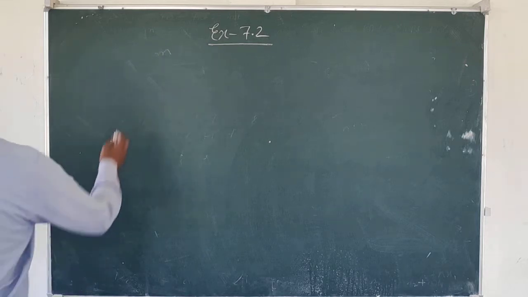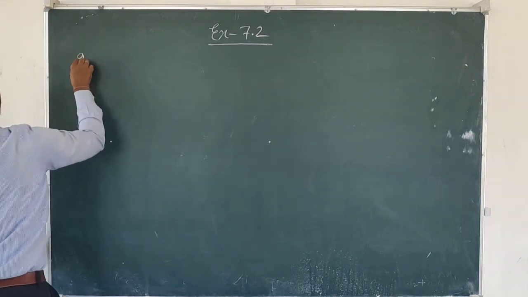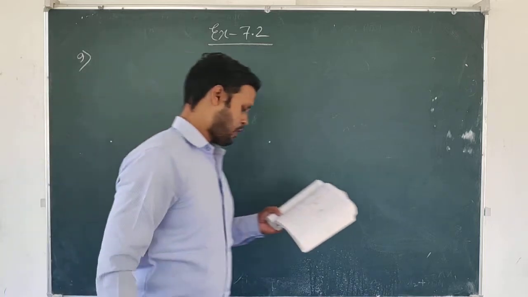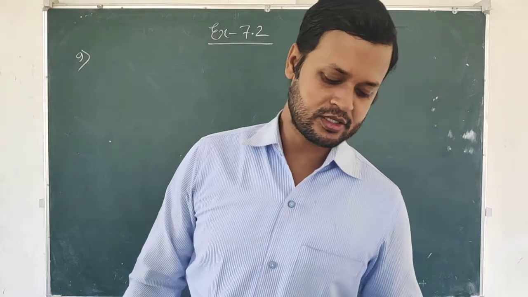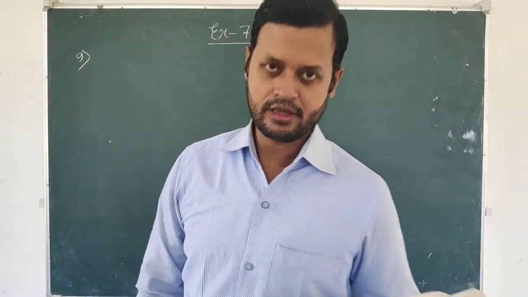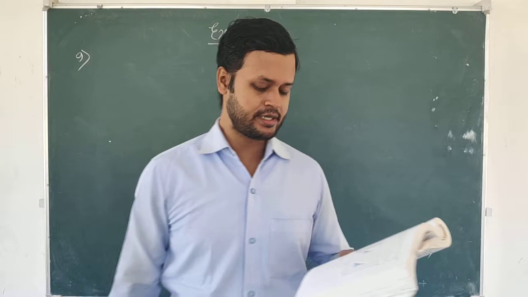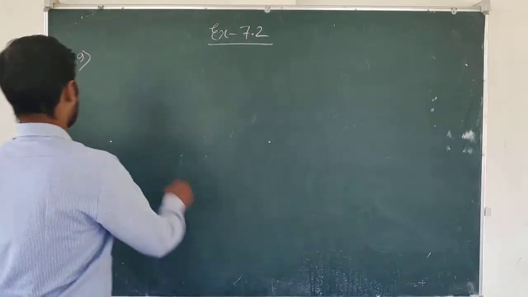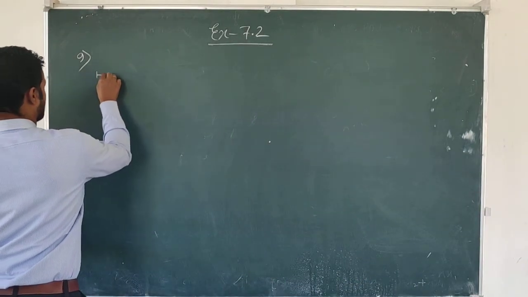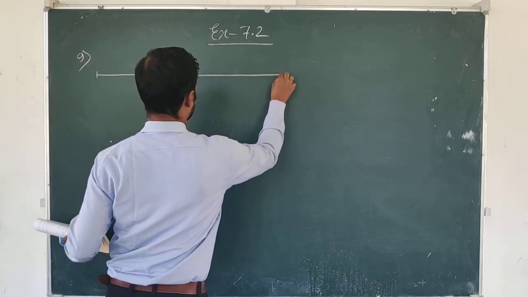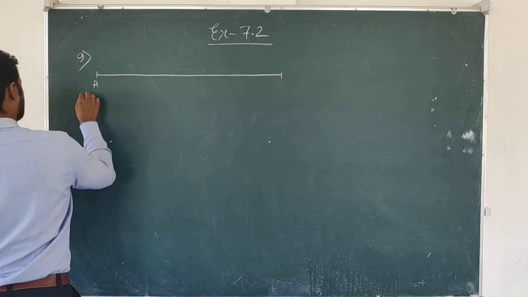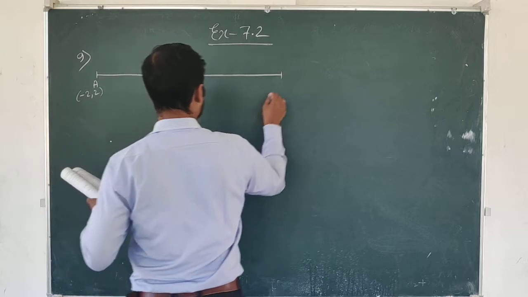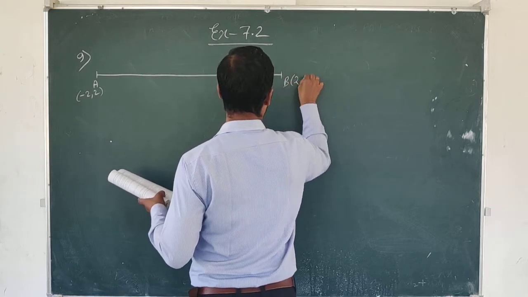Next, let us see number 9. Find the coordinates of the points which divide the line segment joining A minus 2, 2 and B 2, 8 into 4 equal parts. So one point is A, minus 2, 2. Another point is B, 2, 8.